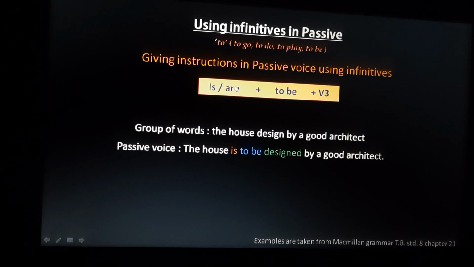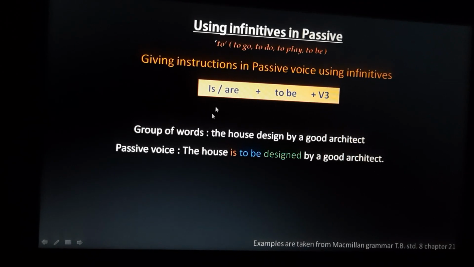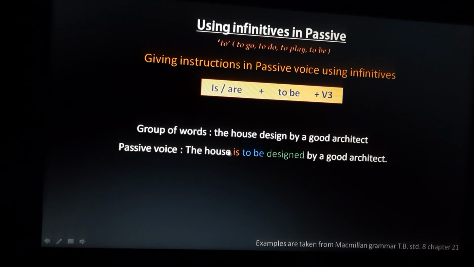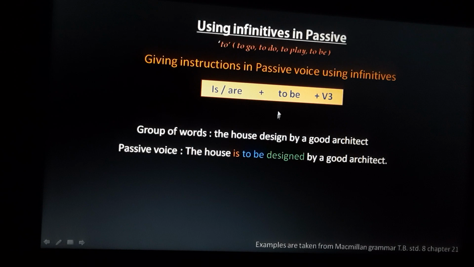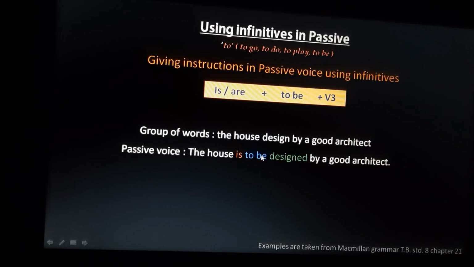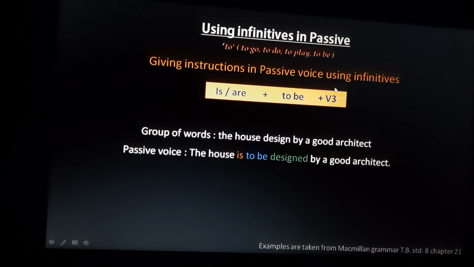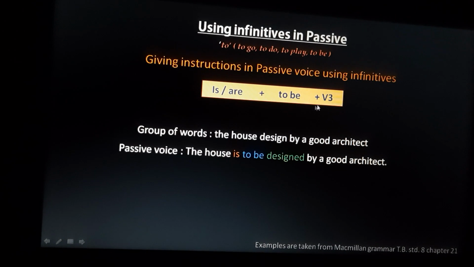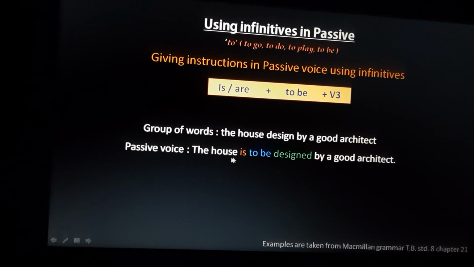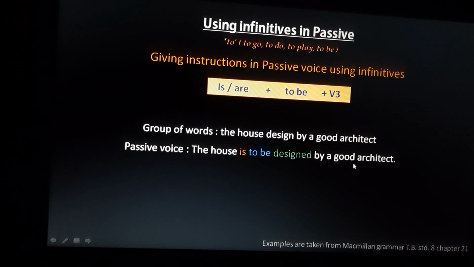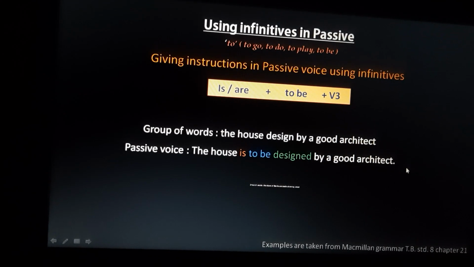Now here in the format we have is or are. Here the house is singular, so we have written is. Next in the formula we have to be. So we have included to be. Then we have V3 in the formula. The V3 of design is designed. Hence we got this passive voice instruction.